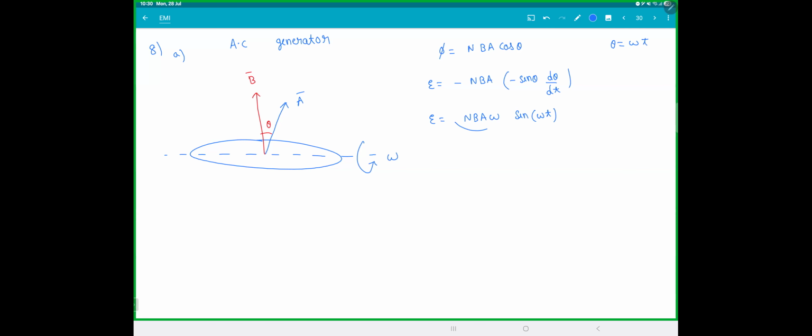That N B A omega will be 220 root 2. That we will see in AC. That's your 220 volts. And that omega will be 2 pi f, where f is 50 hertz. How do you get the charge there? Now we know E is d phi by dt.